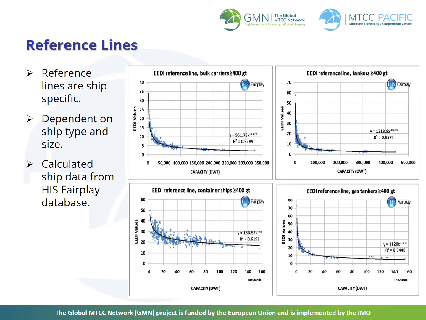Reference lines are ship-specific and depend on ship type and size. The full details of how reference lines are developed, including sources of data, data quality checks, number of ships selected and year of build, ship sizes, and so forth, are fully described in the relevant IMO guidelines. See Resolution MEPC.231(65) and Resolution MEPC.233(65).